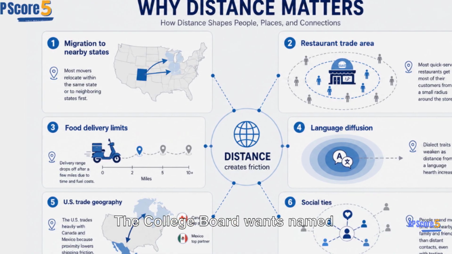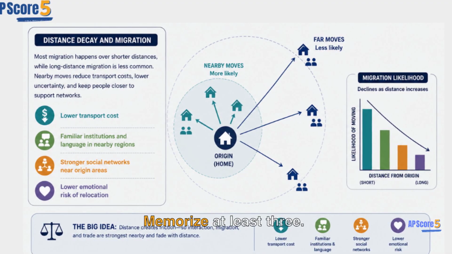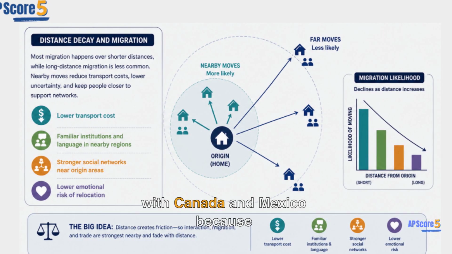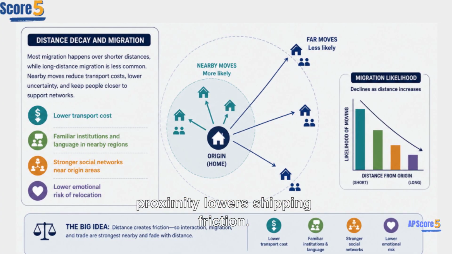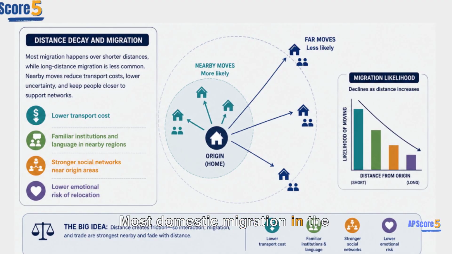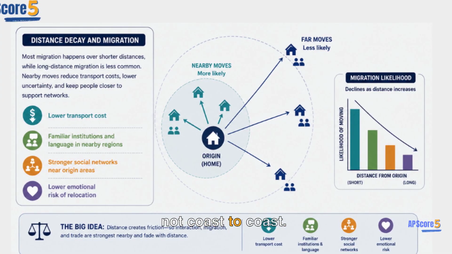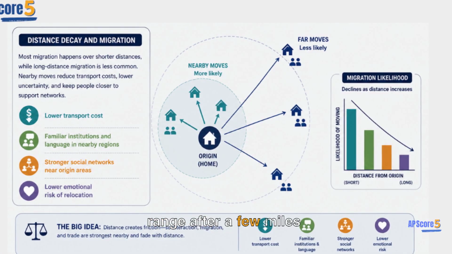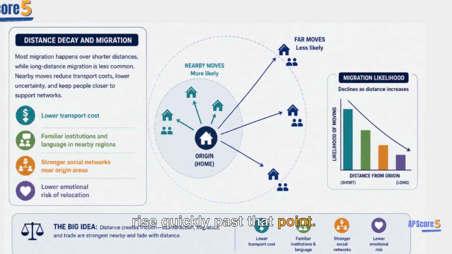The College Board wants named examples, not vague generalities. Memorize at least 3. The United States trades heavily with Canada and Mexico because proximity lowers shipping friction. Most domestic migration in the U.S. happens between neighboring states, not coast to coast. Food delivery apps cap their range after a few miles because time and fuel costs rise quickly past that point.